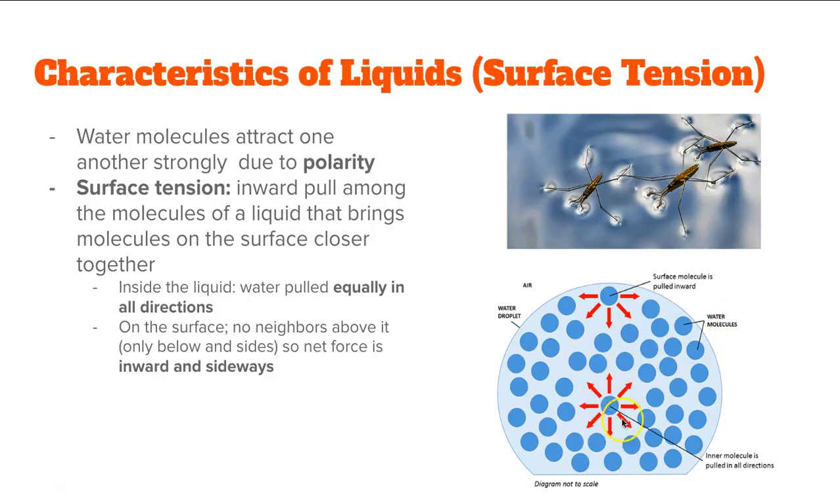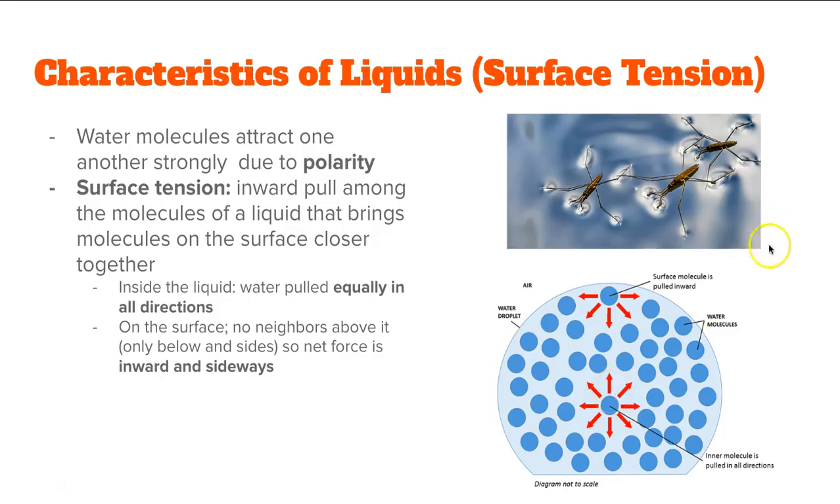So inside the liquid, you can see here that the particles are pulled equally in all directions, but at the surface, there's no pull from above. So the net force pulls inward, right? And so when you think about the specific water molecules, there's a lot more water molecules packed on the surface because they're only getting pulled in one direction compared to water molecules that are in the center, right?